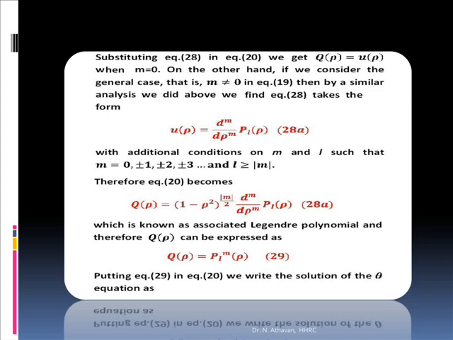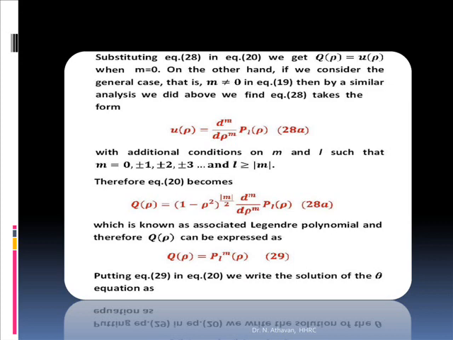Then equation 20 becomes Q of rho is equal to (1 minus rho square) to the power mod m by 2 into d^m by d rho^m of P_L of rho, which is nothing but the associated Legendre polynomial, and therefore Q of rho is nothing but the associated Legendre polynomial, which is the solution of our differential equation.